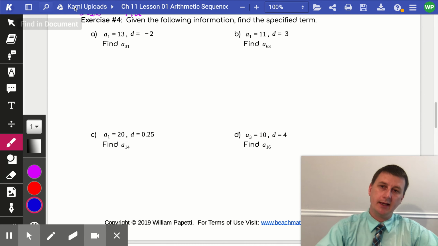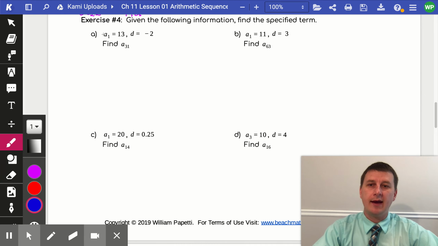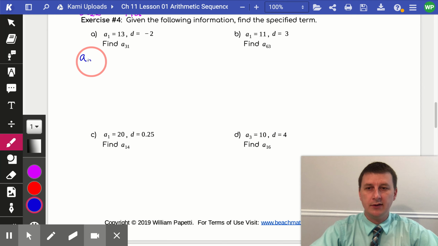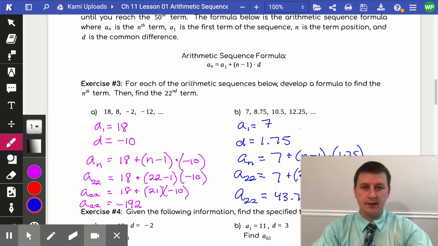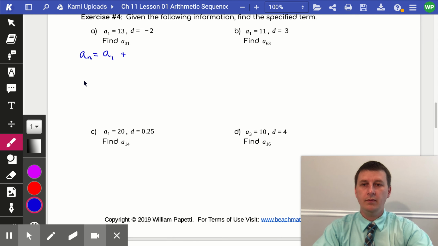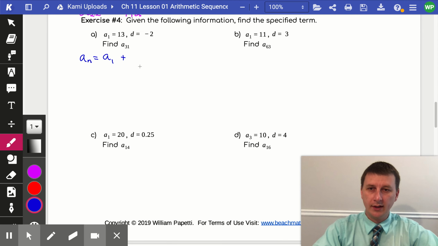So in part A, getting right into it, we have the first term and the common difference, and it wants us to find a sub 31. So we're going to be using our arithmetic sequence formula, which we can look above in this lesson and see that it's right up here. We're going to be using this for each of those exercises. And we're going to have n minus 1 times the common difference.